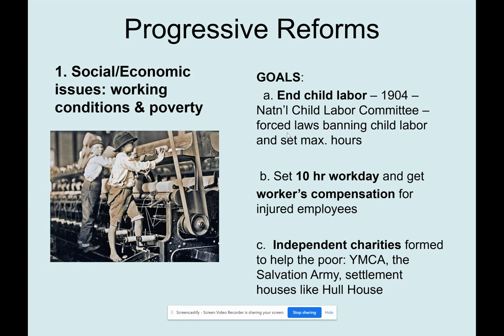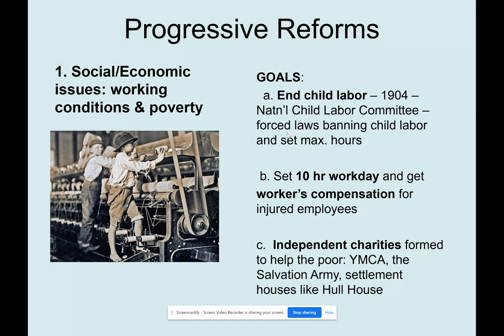What we're also going to see is some independent charities that are formed to help poor people. So the YMCA, for example, I know now that's more of a gym, but it was originally founded as a place for soup kitchens and a place where poor people could come to get help. And the Salvation Army was also founded during this period.